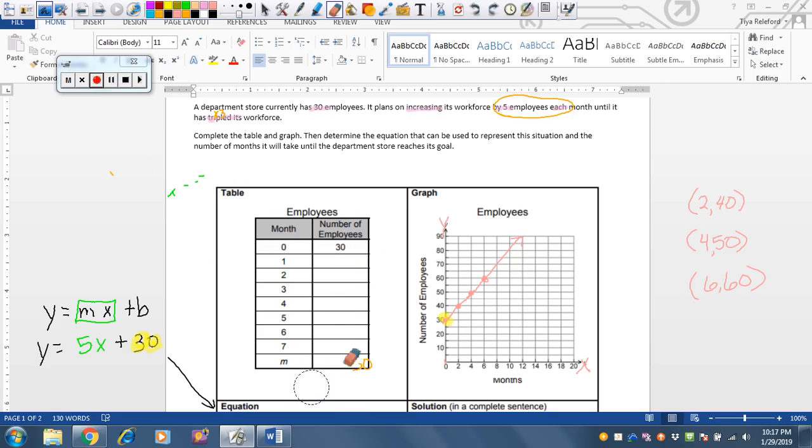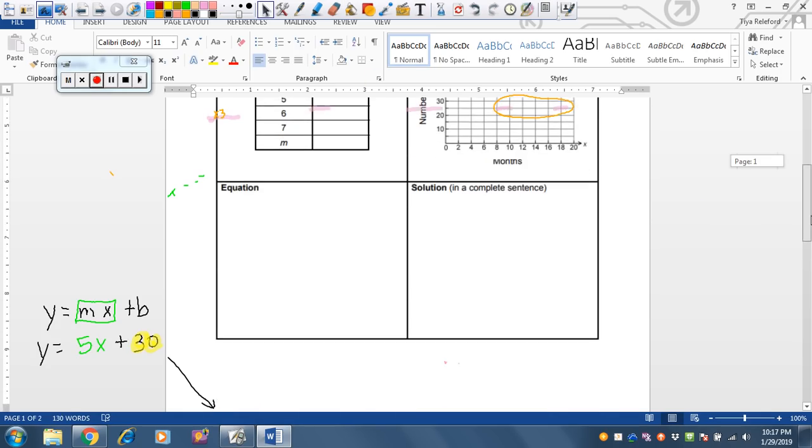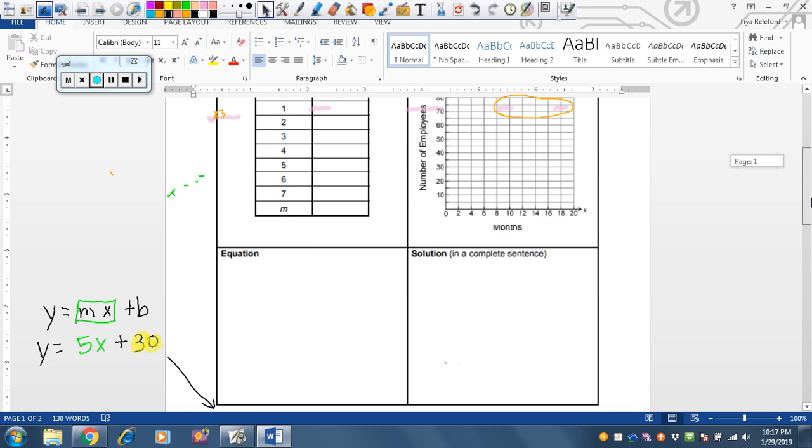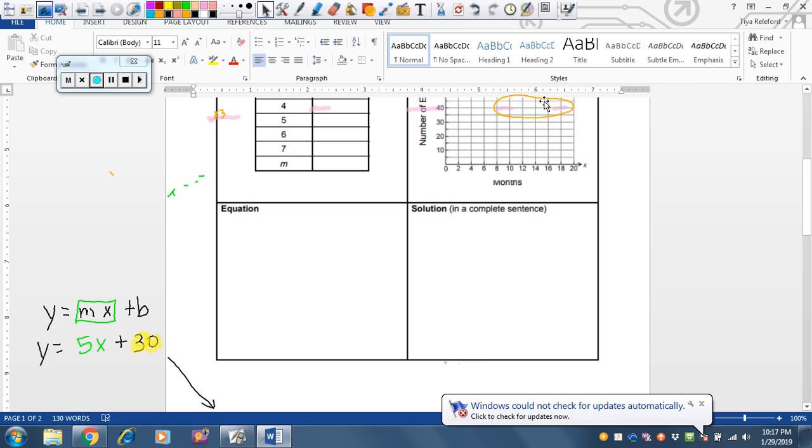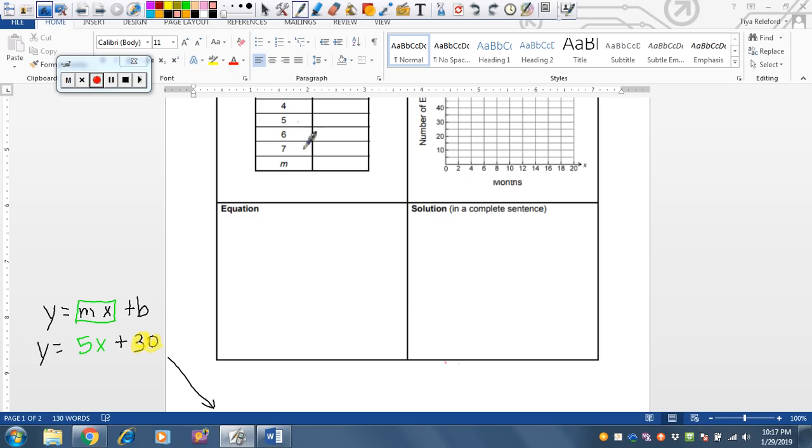All right, you've already written your equation. You filled in your table, you have a graph. The question says, what is the solution? Now, if you look up here, it says they want to triple their workforce. They want to get to 90 people. But we don't want to make a table till we get to 90. So we need to figure out what it's going to take to equal 90. And I like to do it, we already have the equation y equals 5x plus 30. You've already got that in this box. Let's replace y with 90 because that's what we want.